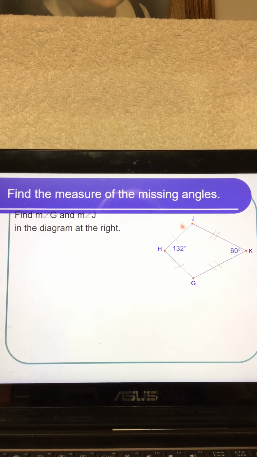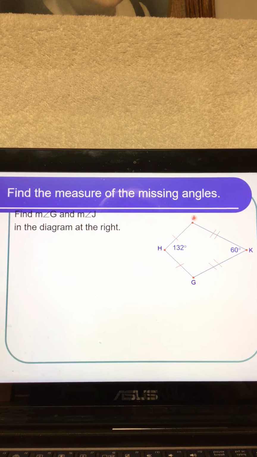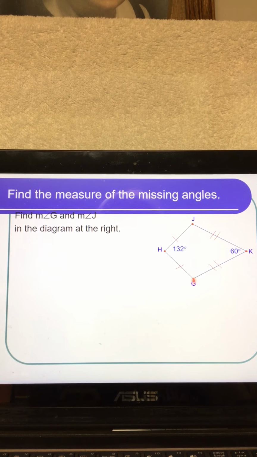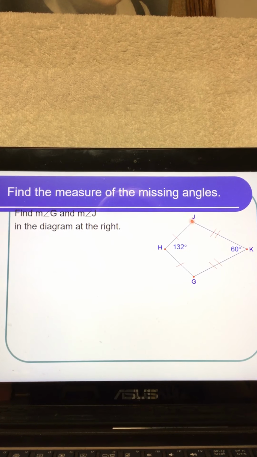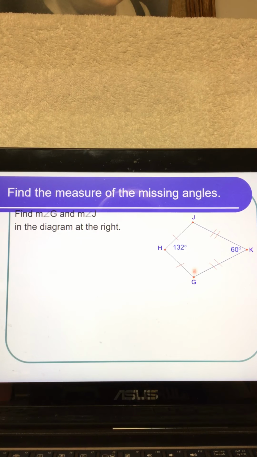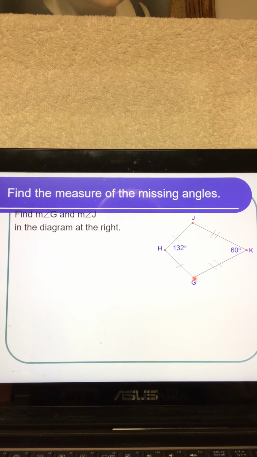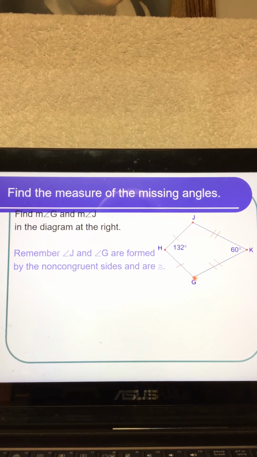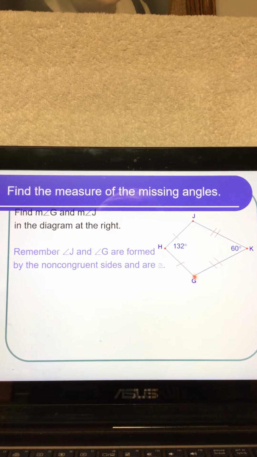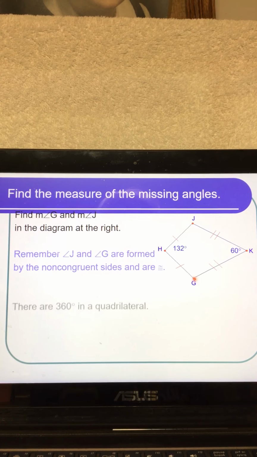Now this time I've changed up the problem. I'm asking you to find G and J, the angles where the non-congruent sides meet. So remember, where the non-congruent sides meet, you will find your congruent angles. So I just reminded you that they are going to be congruent.